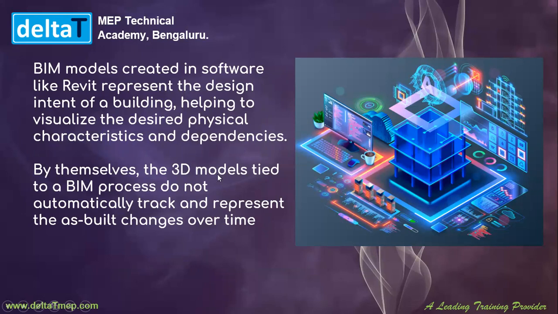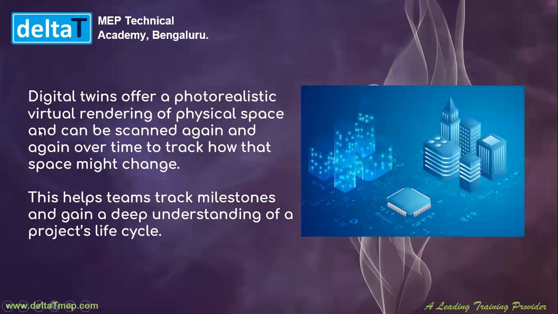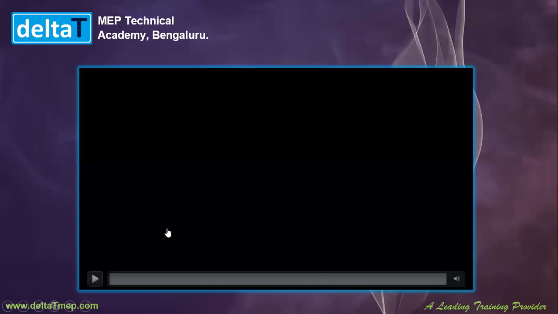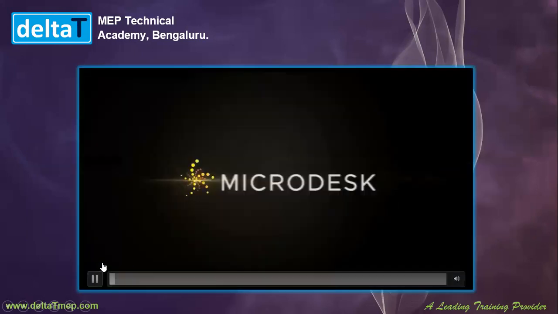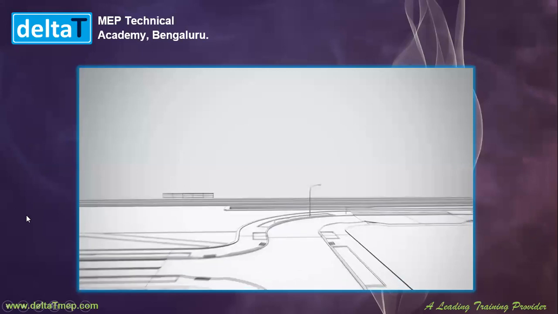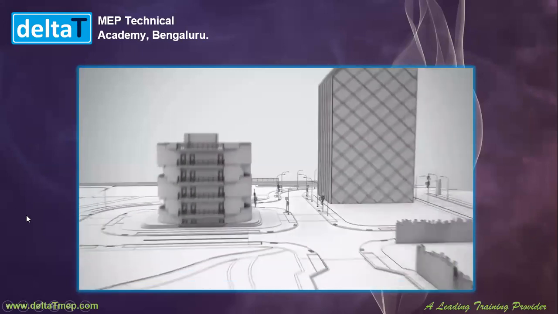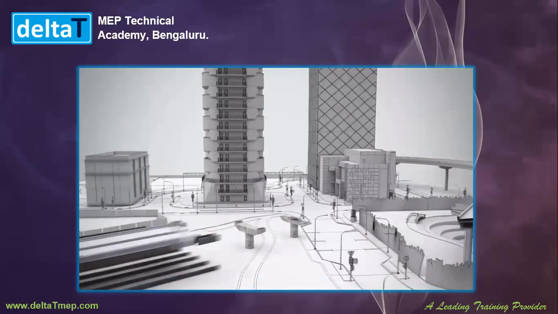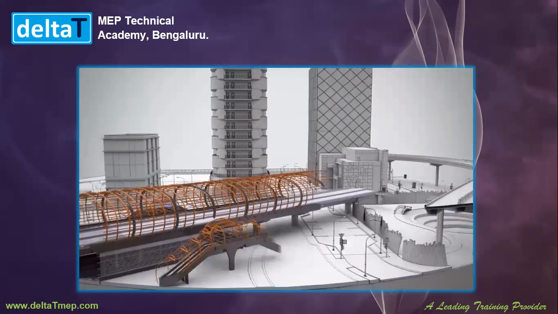By themselves, the 3D model tied to a BIM process does not automatically track and represent the as-built changes over time. So a digital twin offers a photorealistic virtual rendering of physical space and can be scanned again and again over time to track how the space might change. If you see here, a small, very quick video, you can understand the concept of digital twin. We can create a replica itself.